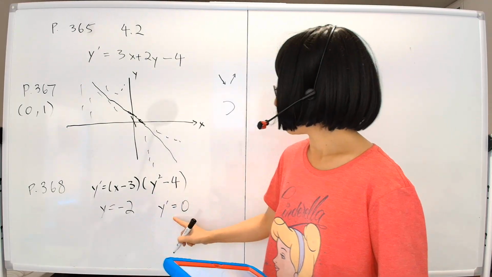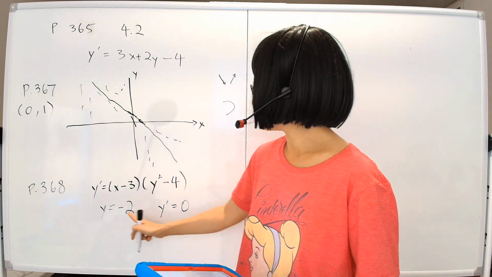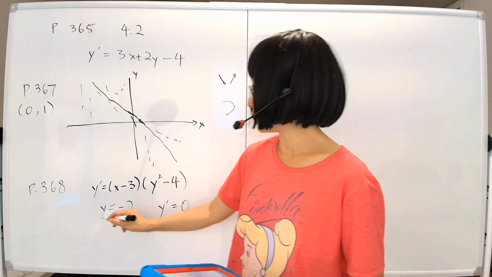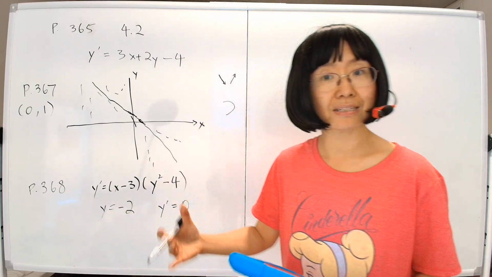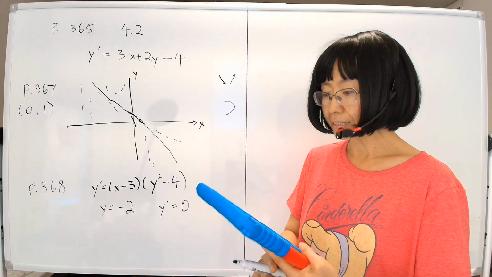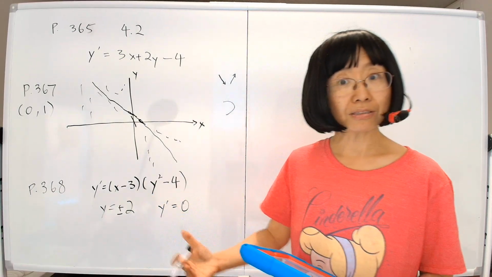Okay? However, that's on this side of the equation. Furthermore, if y equals -2, this side of the equation is also 0. Therefore, y equals -2 is a solution to this problem. And similarly, y equals +2 is also a solution.